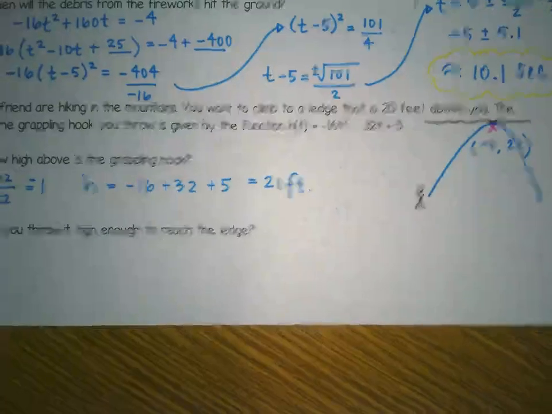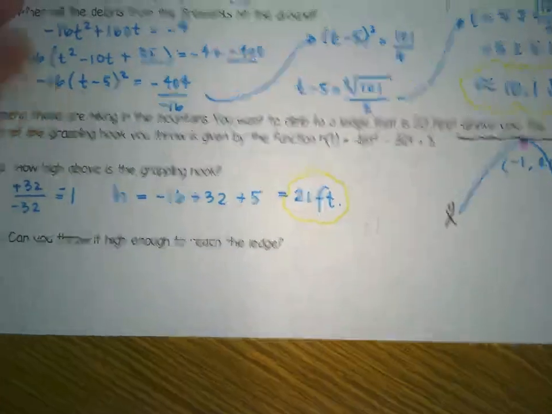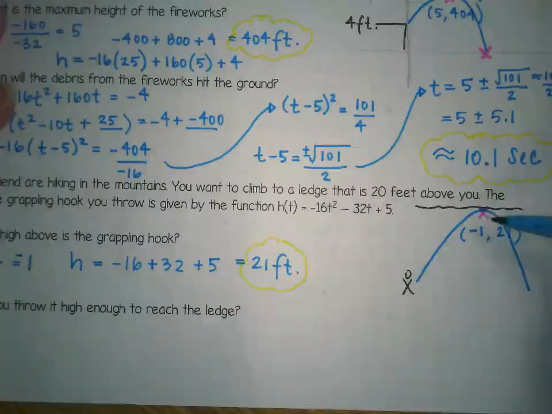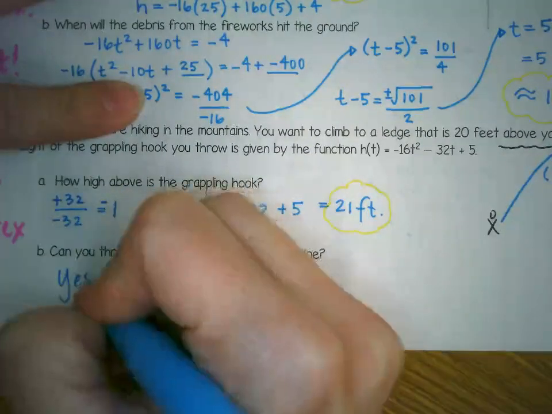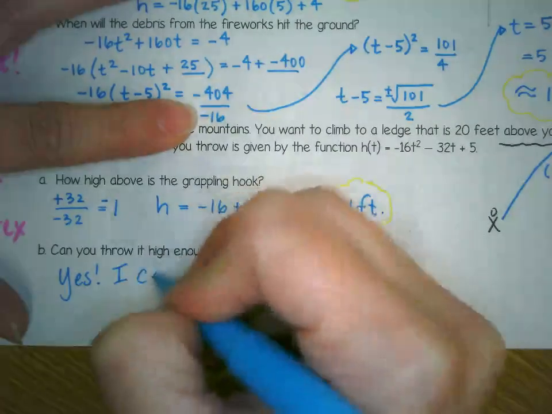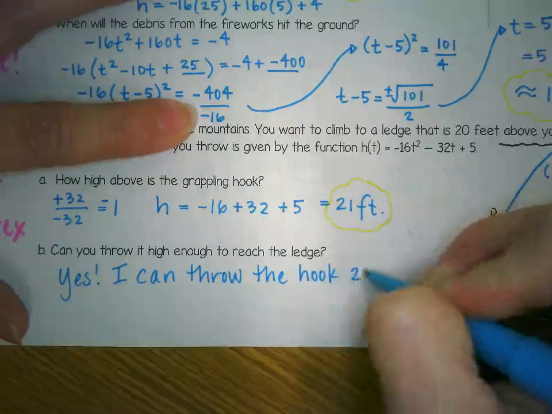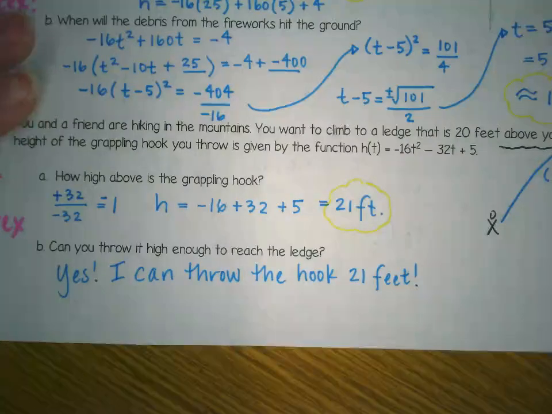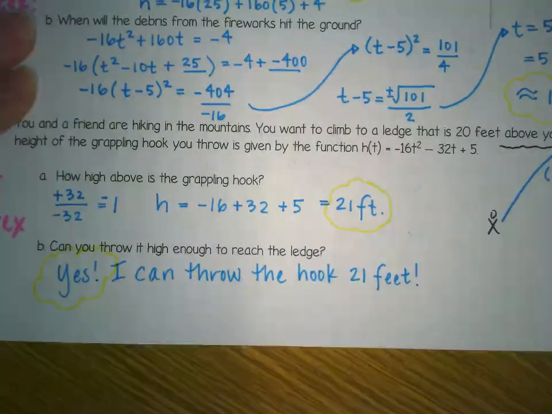All right. So that is where the hook, so I threw the hook up in the air. So the hook could reach 21 feet. So can I throw it high enough to reach the ledge? Well, if the ledge is 20 feet above me and I was able to throw that hook 21 feet into the air, then yes, I can throw the hook high enough to reach the ledge. So I guess the answer to that one is yes. Yes, I can.